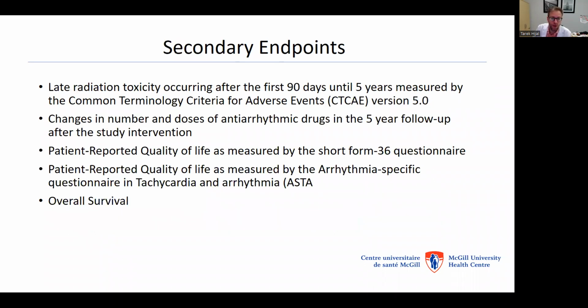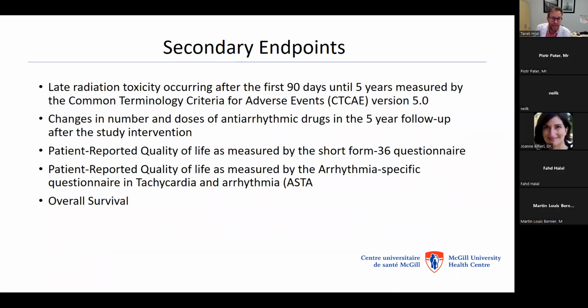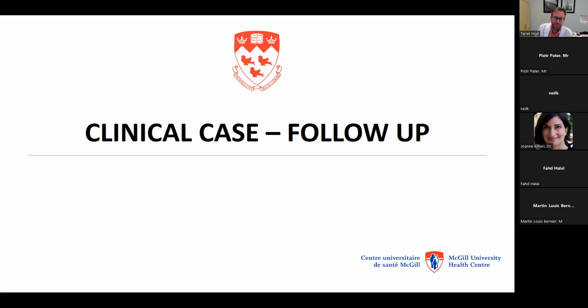Next slide. We also have secondary endpoints, which include late radiation toxicity, changes in the number and dosages of the antiarrhythmic drugs, patient-reported outcomes, and overall survival. Thank you. And next slide.